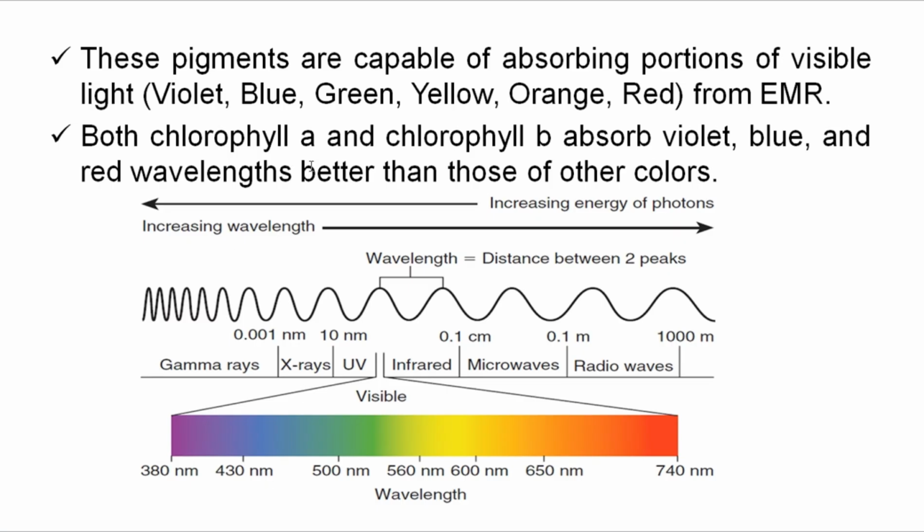Yes, chlorophyll A and chlorophyll B, they absorb what? Violet. This one is the violet. They absorb blue and red wavelengths better than other colors, better than yellow, orange, or green. So chlorophyll A and chlorophyll B absorb which visible light? Violet, blue, and red better than the other colors.